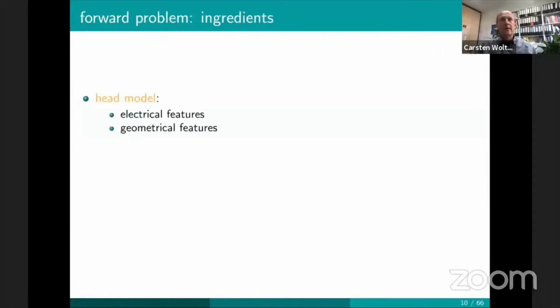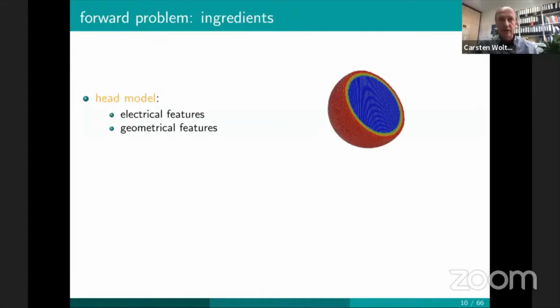So what do we need for the forward problem? We need a head model. So we need electrical features, geometrical features, and in validation studies, we most often have a simple head model like a multi-layer sphere model as shown here. So this multi-layer sphere model has 4 compartments: the brain compartment in the middle, the green compartment, the yellow, and the skin compartment. By the way, do you see if I move my pointer here? Do you see this?